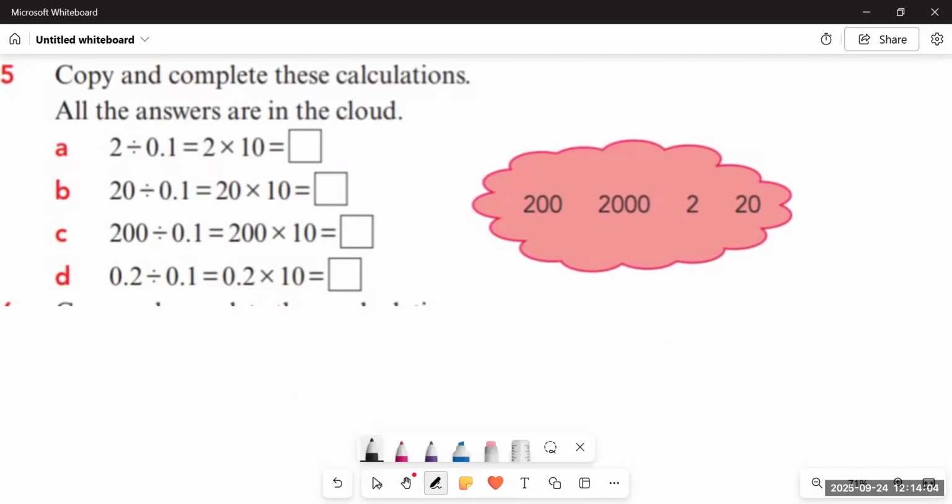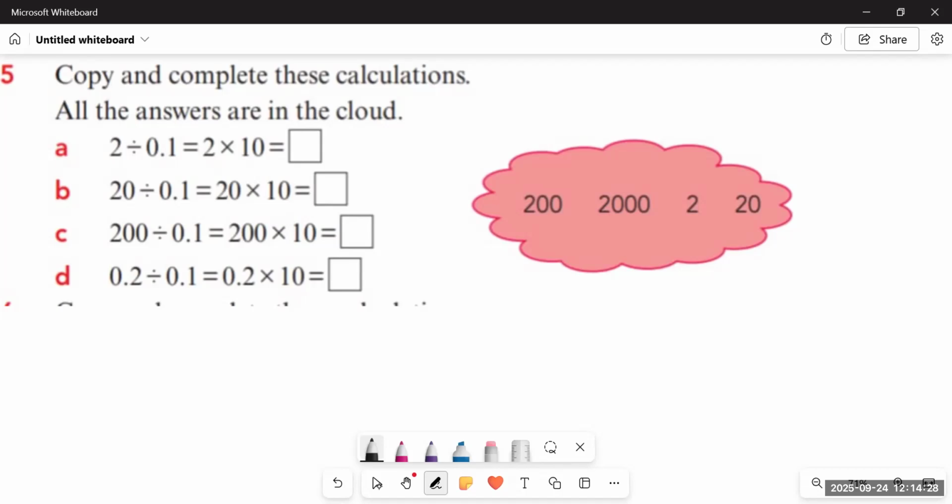Now, in the next question, we are going to learn what will happen if we have to divide any number by 0.1. It's actually multiplying the same number by 10. So 0.1 and 10 are inverse of each other. If you are dividing any number by 0.1, it's equivalent to multiplying the number by 10. If you are multiplying a number by 0.1, it's equivalent to dividing it by 10. Don't forget to change the signs. They are inverse of each other.